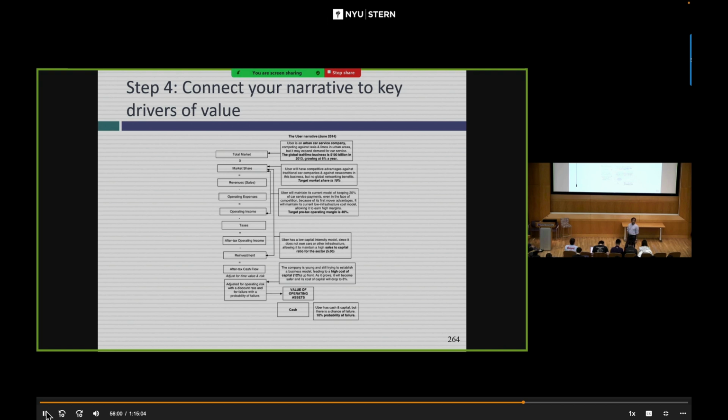So now I think I'm ready. Took me a while to get there, but I'm ready to convert my story to numbers. So what is my story? An urban car service company, right? How does it play out? The total market that I had Uber going after was the global car service market.